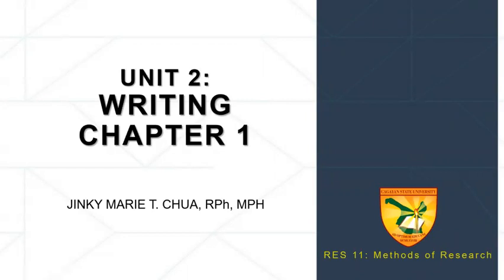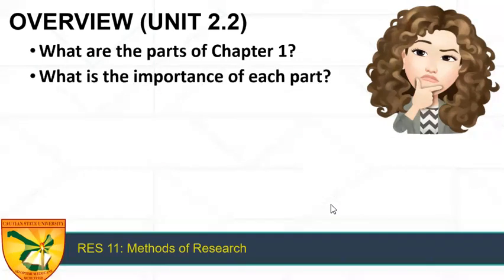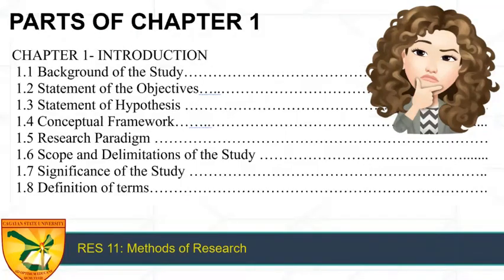We are still here at Unit 2, and now we are here at Part 2, which is on writing Chapter 1 of your proposal. We're just done with your statement of the objectives or statement of the problem. Now we go on to your hypothesis. So we will review again the parts of Chapter 1 and go on to what is that part and how do we write that part.